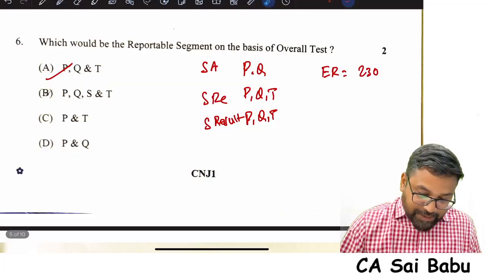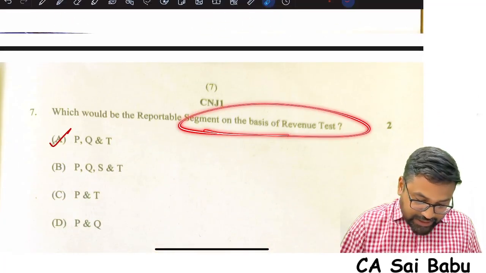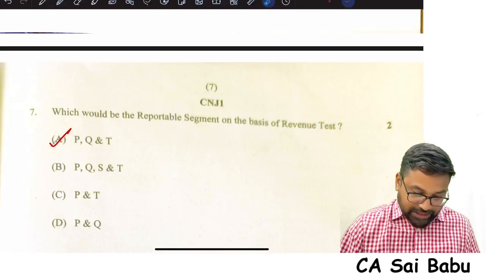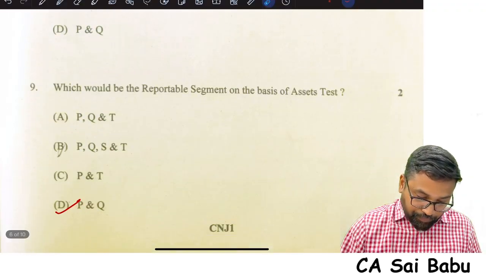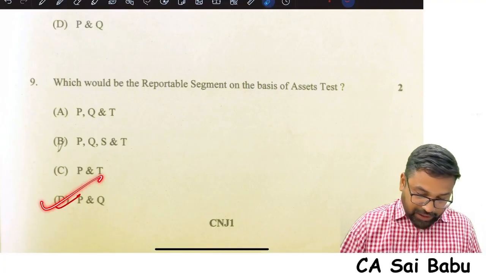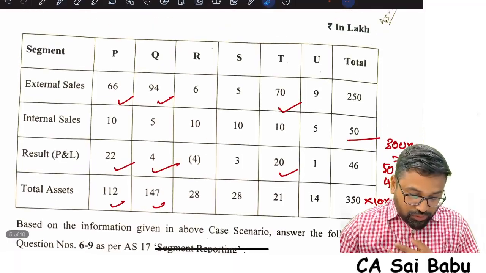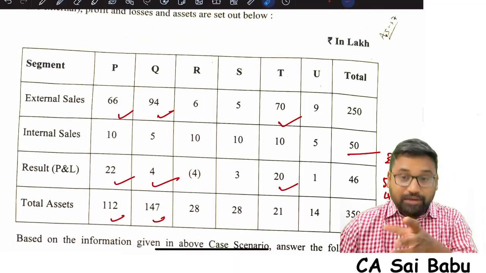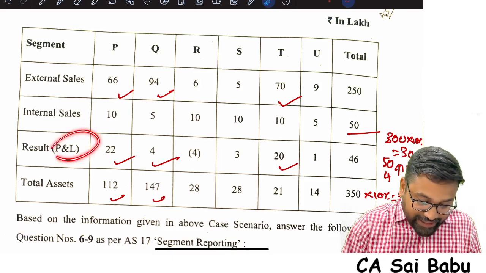Now here, as per segment asset criteria, as per segment revenue test, PQT is the reportable segments. As per profitability test, it will be PQT. As per the asset test, it will be PQ. Okay. You know how to find out the reportable segment as per the segment result criteria.